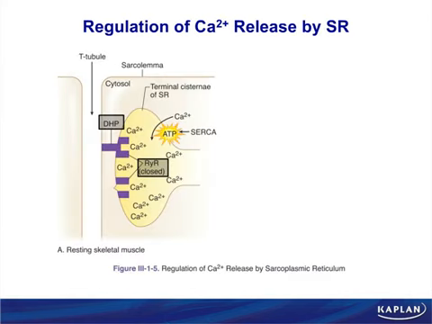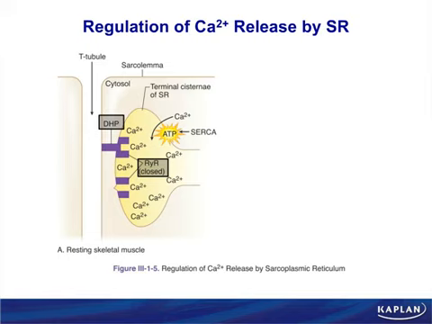All right, here's a picture showing the regulation of calcium. Here we are in the resting muscle. I have highlighted DHP and ryanodine. Again, DHP is a voltage sensor that is associated with the sarcolemma membrane. So it's on the sarcolemma. It's a voltage sensor. Notice that ryanodine is my calcium channel on the SR. Now, in the resting state, notice that DHP is blocking the ryanodine.